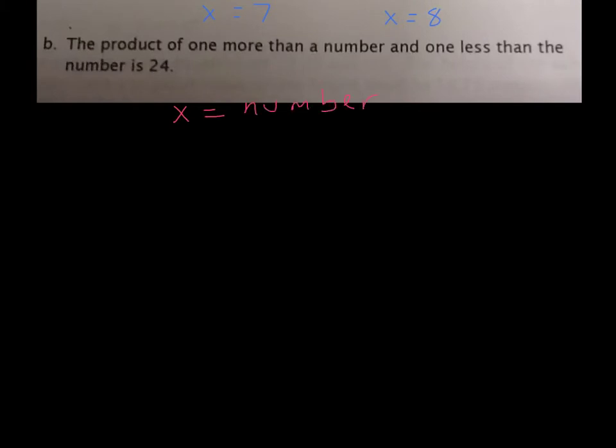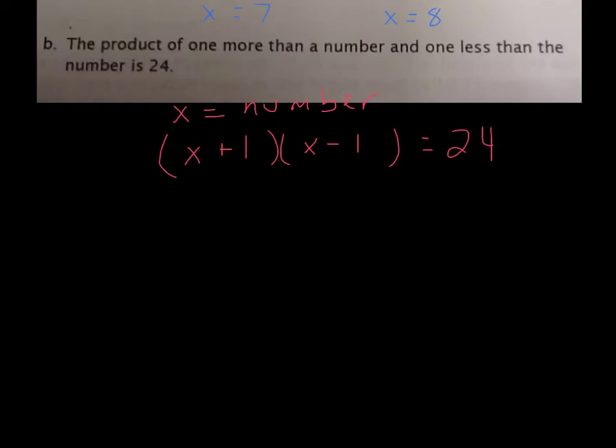Okay, and a product of, so we're going to do parentheses, that means multiply, and it says is 24. I'm going to put that in right now so I can get that done with. Okay, the product of one more than a number, so that's going to be x plus 1, and one less than the number, that's x minus 1, right? Okay, and here's that situation I was just talking about, right? We have a 24 over here. And if you brought 24 over, it'd be just kind of weird sitting off there to the side, right?